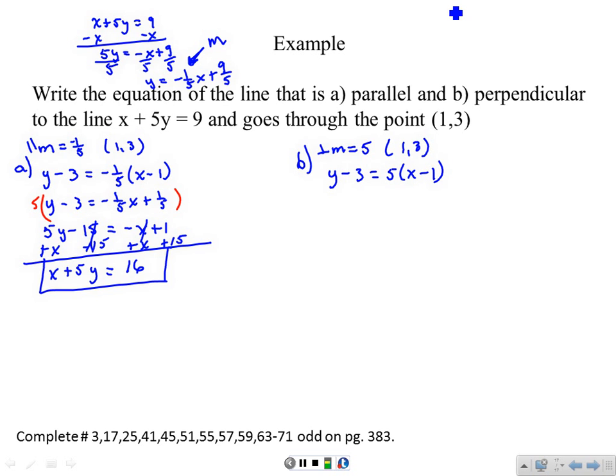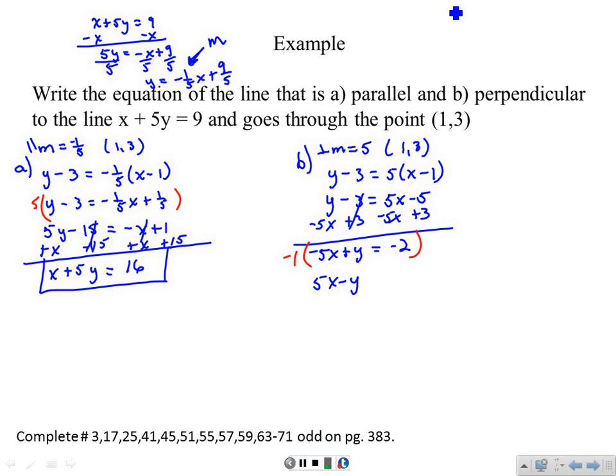And again, I need this in standard form, so the first thing I'm going to do is get rid of those parentheses, so we'll have 5x minus 5. And then I need to get x and y on the same side, so I'll subtract 5x, and I need to get the constant of 3 over here. So we'll have negative 5x plus y is equal to negative 2, but I can't have a negative leading coefficient, so we'll multiply through by negative 1. So we'll have 5x minus y is equal to 2. So this one is your perpendicular line.